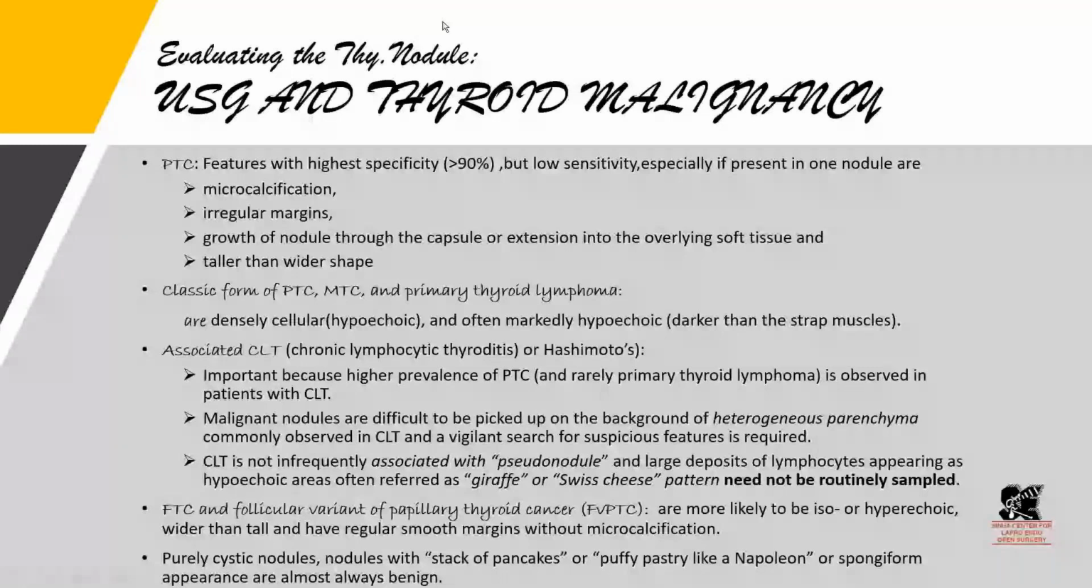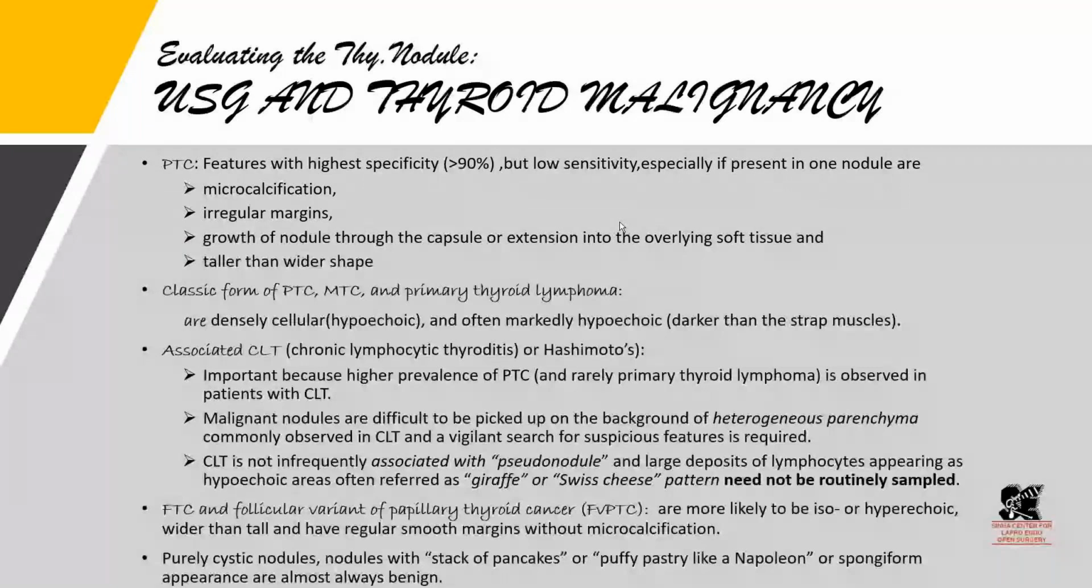For the simple reason that when you have chronic lymphocytic thyroiditis, there are clumps of lymphocytes, right? Large deposits of lymphocytes, giving rise to what? Pseudonodules, and they appear as hypoechoic areas, and then you start thinking that probably you're looking at malignancy. But no, they have specific signs, the giraffe sign or the Swiss cheese pattern, and they need not be routinely sampled.